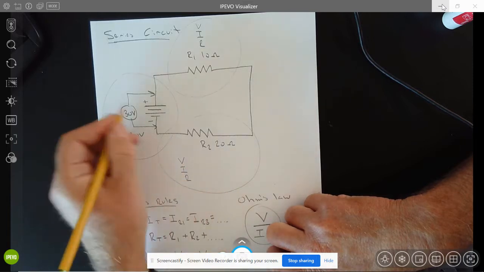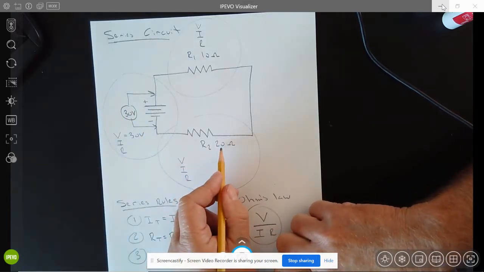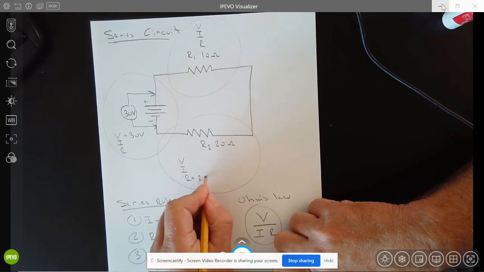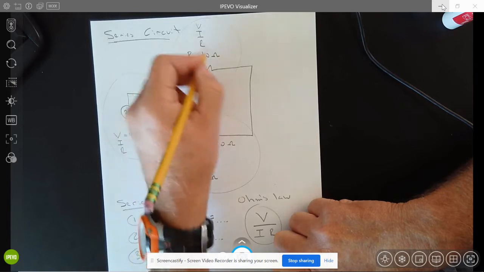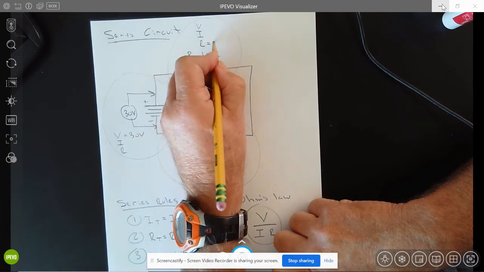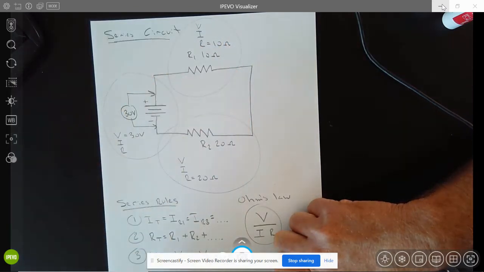Bam. That's all I know in this guy. On this guy, I know I have 20 ohms. That's my resistance. That's all I know in this guy. On this guy, all I know is that I have 10 ohms.